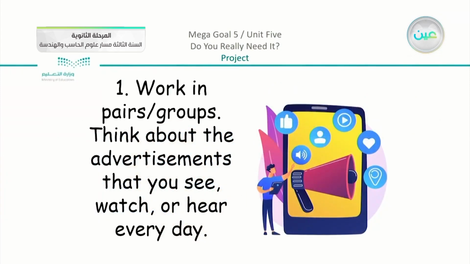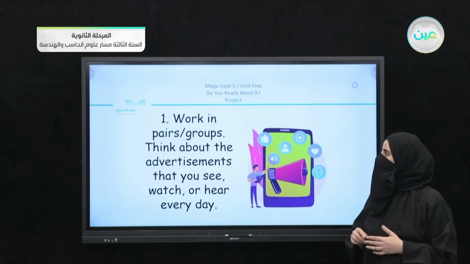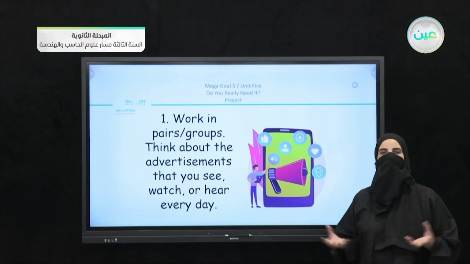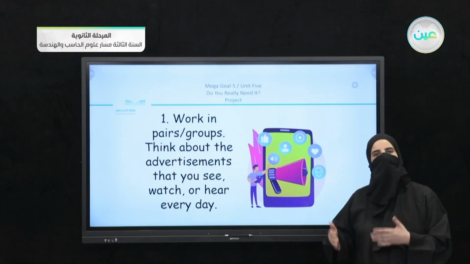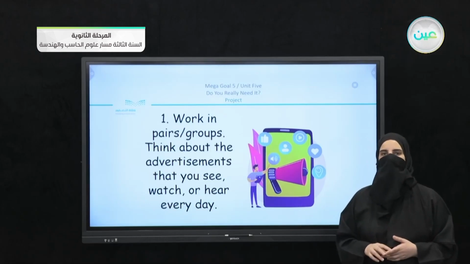Now you do have the instructions mentioned in the book. We have number 1. Work in pairs or groups. Think about the advertisements that you see, watch, or hear every day. So basically we have here a general topic. We are going to discuss with our teams, with our groups, about different advertisements that we see and watch every day. Once we have agreed as a team on a certain product that we are all interested in, it is going to be easier to advertise for this product.